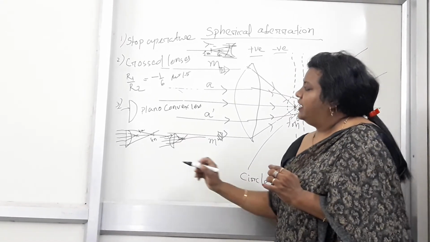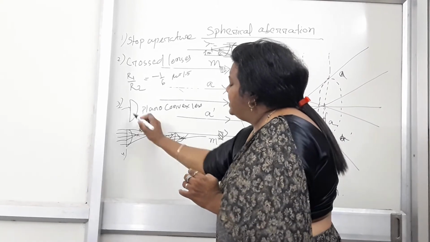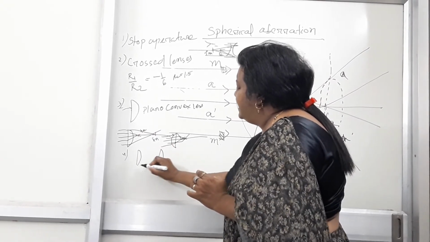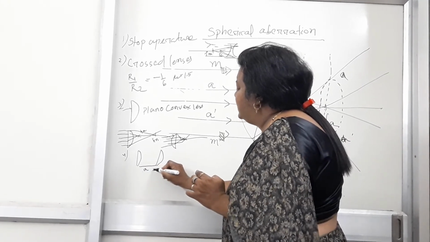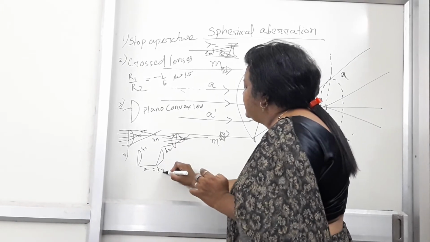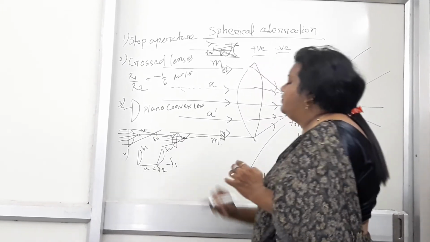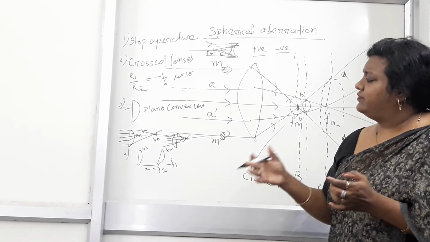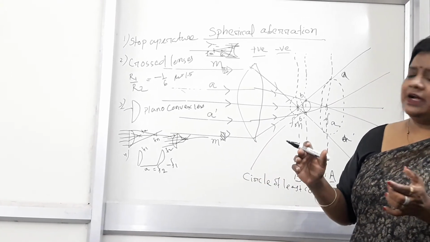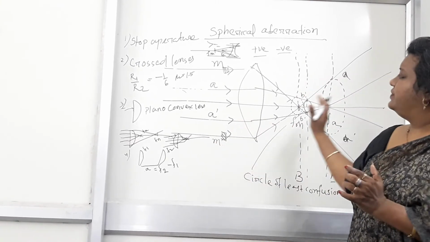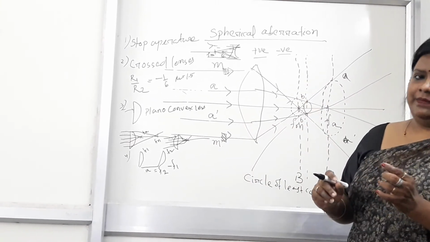Four, by using two plano-convex lenses at a distance equal to the difference between the second plano-convex lens and the first plano-convex lens. It is the same procedure: by introducing the different refractive medium, the different deviations between Fm and Fa get minimized, hence we can reduce the spherical aberration.